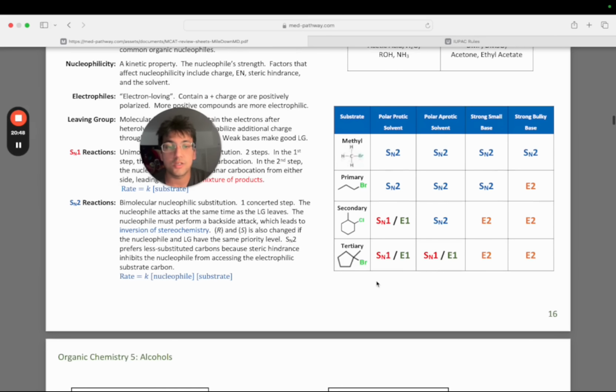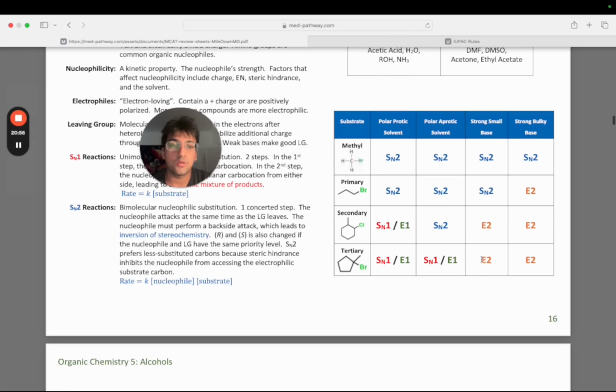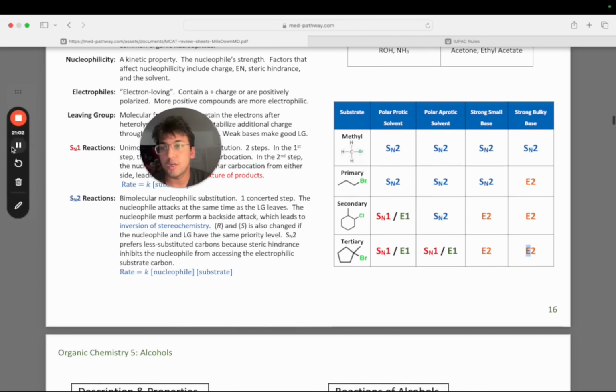The base is not going to want to attack this and replace the bromide. Instead, there's just going to be elimination and there's going to be a double bond somewhere, based on where the base is helping this leaving group eliminate from. So that's a very important chart.